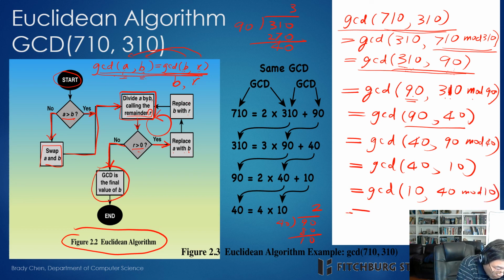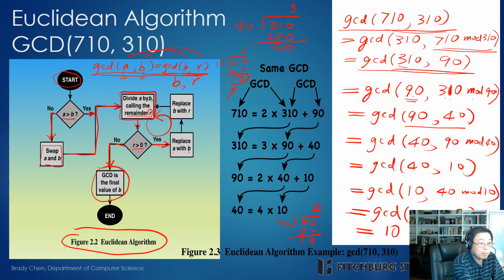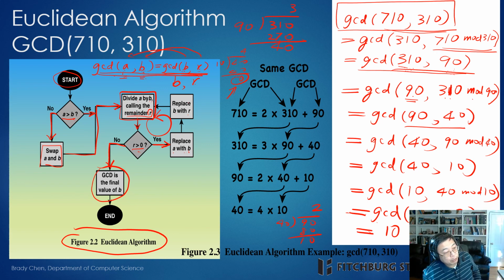So it becomes GCD of 10 and 40 modulo 10. Now what is 40 modulo 10? 40 divided by 10 gives a quotient 4 and remainder 0, right? So it's a GCD of 10 and 0. Now we know that GCD of 10 and 0 is 10. So we find out the greatest common divisor of 710 and 310 is 10.